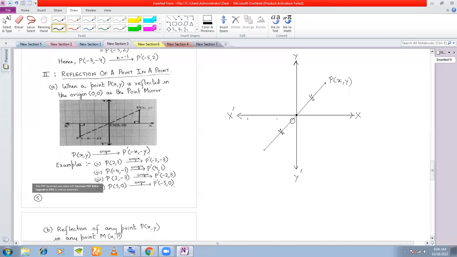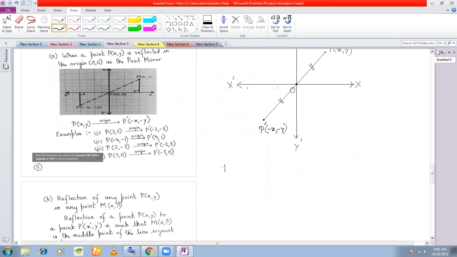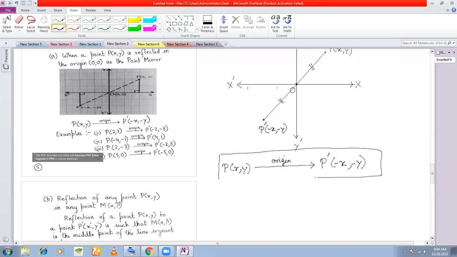To get a point here. And this point will be the image of P in the origin. It's denoted by P dashed, and the coordinates of this will be (-x, -y). So therefore, when I reflect a point P(x, y) in the origin, the image of this point will be P dashed. You change the sign of the x coordinate and you also change the sign of the y coordinate. Okay, so this is the transformation that you must remember.